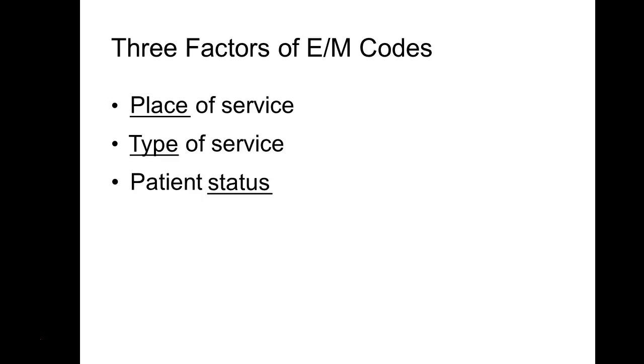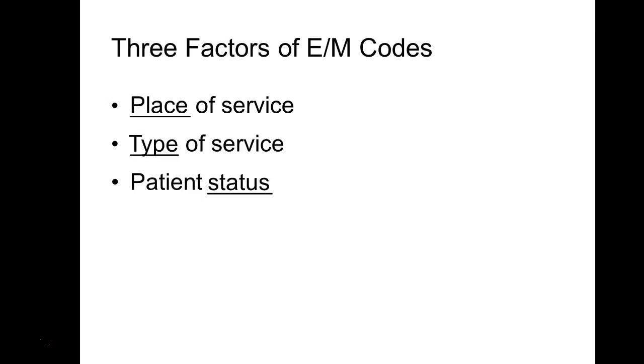So there are 3 main factors that we use to identify what's going on with the patient. Which E&M code should we use? We need to know the place of service. Physically, where is the patient? Are they physically at the office? Are they at the hospital? Are they in the nursing home? Are they in the emergency room? Where are they? Then the type of service.